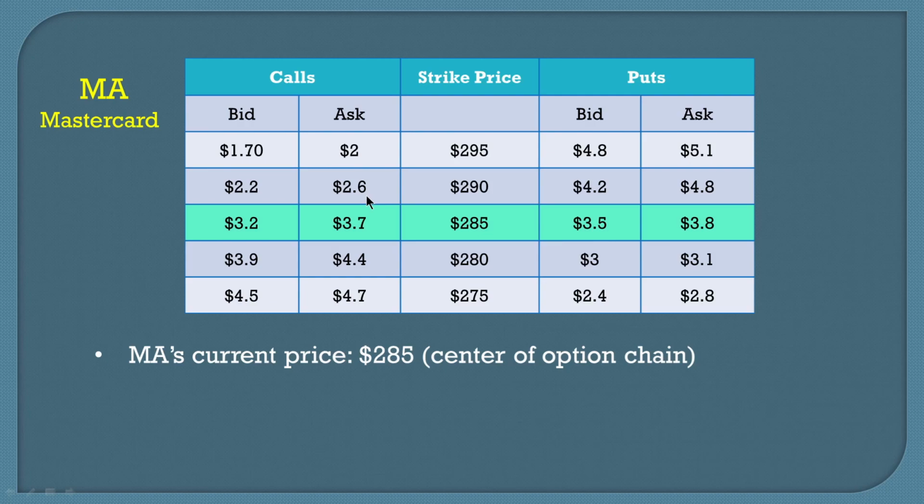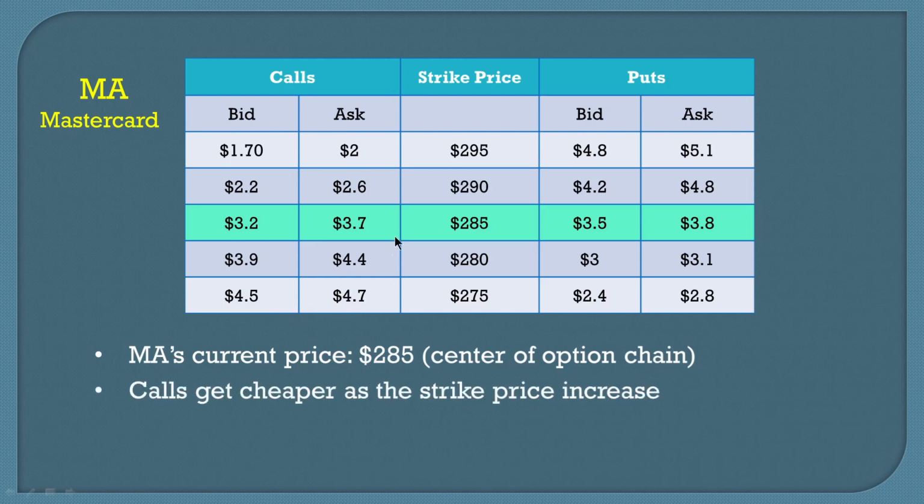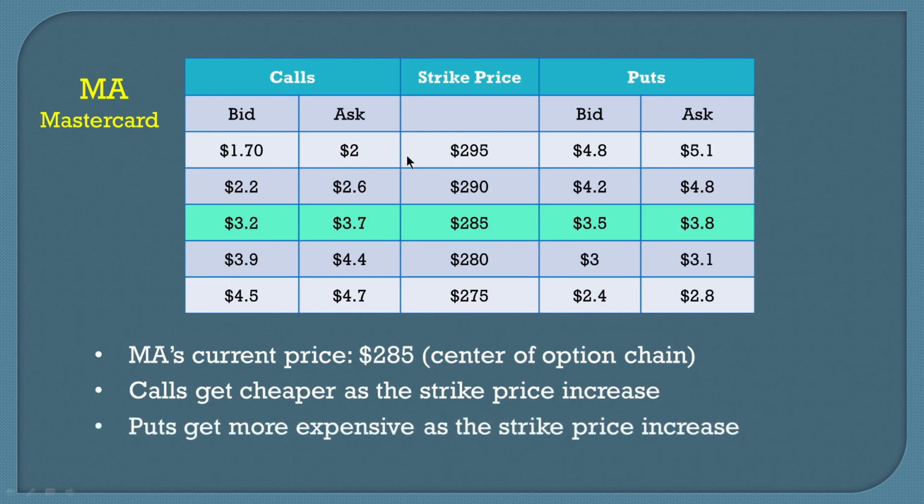If you look at the bid and ask for calls and puts, do you notice anything particular about them? Now, the cost for call options get cheaper as the strike price increases. The 275 call costs about $4.50, but the 295 call will cost only around $2. However, for puts, they get more expensive as the strike price increases. The 295 put will cost around $5, while the 275 put costs about $2.50. Now, what's the reason for this? Can you figure it out?